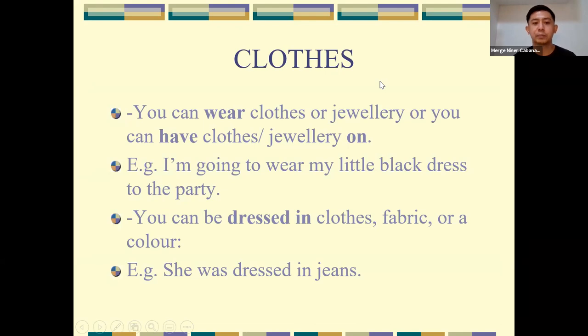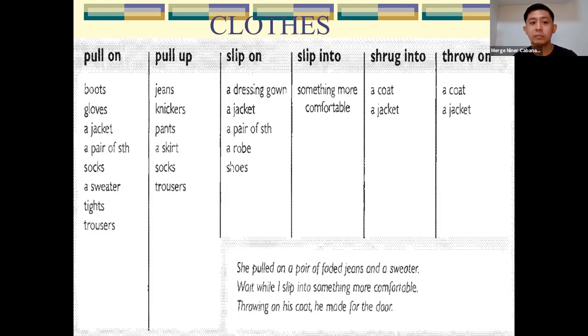Okay, clothes. Pull on. We use pull on for boots. We use pull up for jeans. Slip on, dressing gown. Slip into something more comfortable. We say it something like this: wait a minute, let me slip into something more comfortable. Slip on. You don't say slip on a boots, because slip on is for the dressing gown.